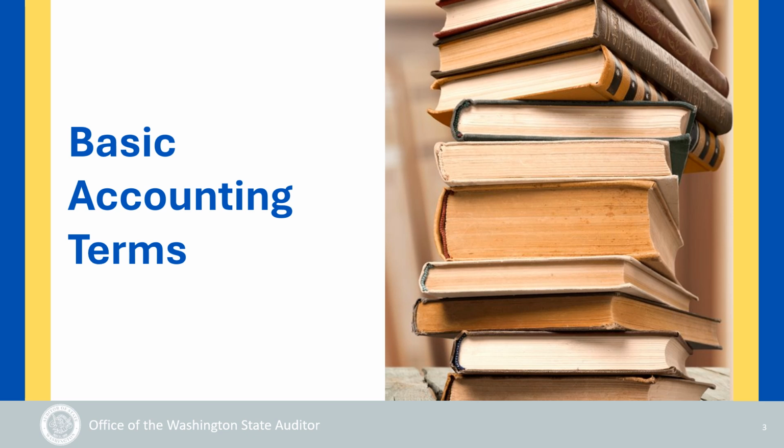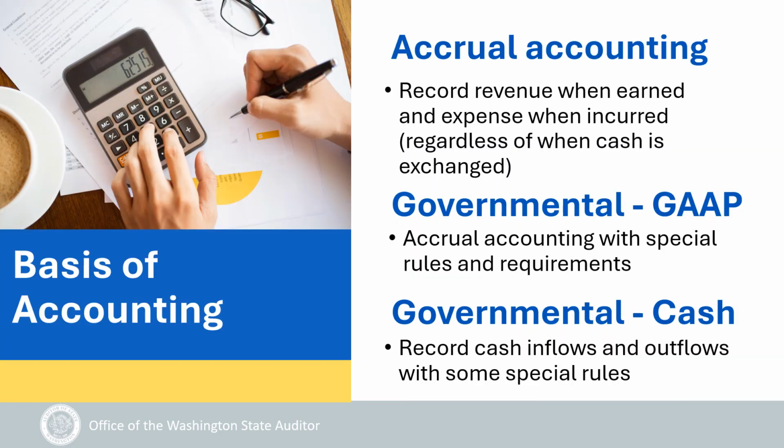We're going to get started by looking at various accounting terms so that you can become familiar with the terms that we'll be using throughout this training. First up is defining the basis of accounting. There are several different ways that accounting can be done. We'll cover 3 of those. The first is accrual accounting. This is what you would have learned in your general accounting classes in college. You record revenue when it's earned and expenses when they're incurred, regardless of when the cash is exchanged.